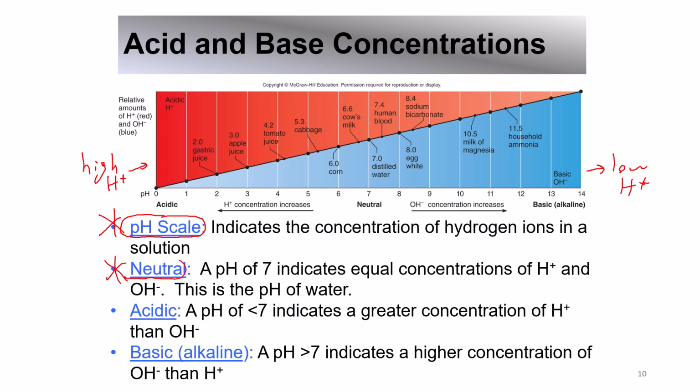Well, neutral pH, this is a pH of 7. So here, this has an equal concentration of hydrogen and hydroxide, which is what OH means. It's the pH of water. Then know that acids have a pH of, what does this symbol mean? This means that acids are low, lower than 7, less than 7.